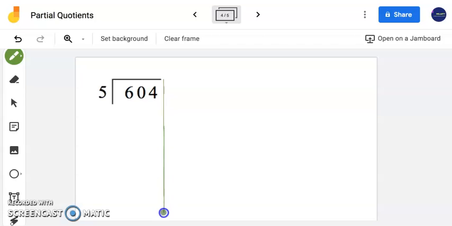First thing I'm going to do is draw my line down, which is going to separate my work from my answer. So now 5 times some number is going to get me really, really close to 6, or exactly 6. Well, I know 5 times 1, in fact, is 5. 5 times 2 is 10.